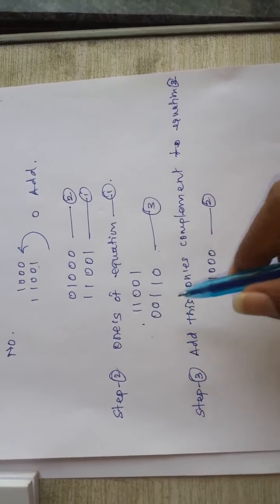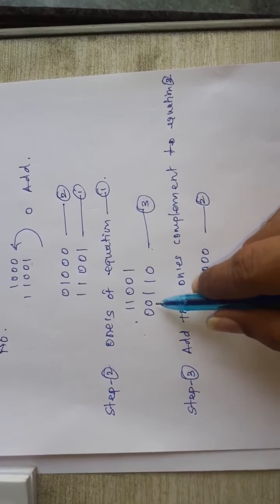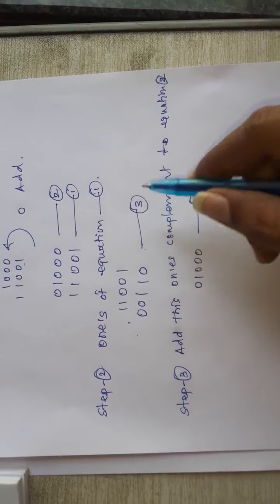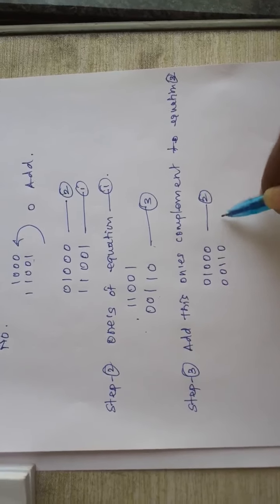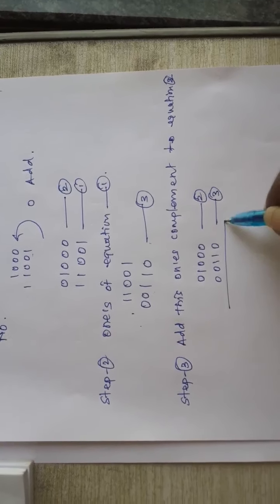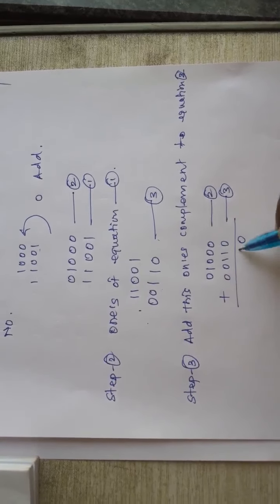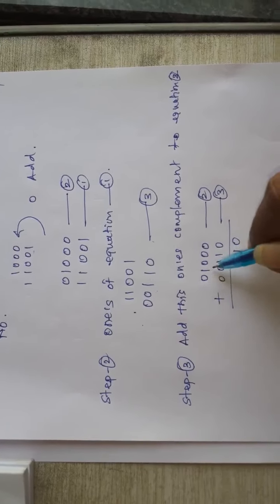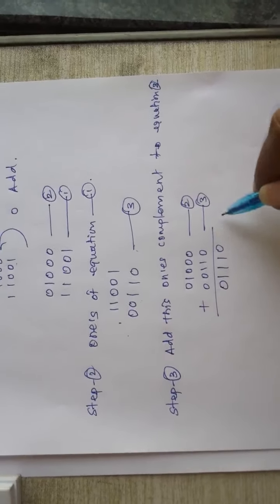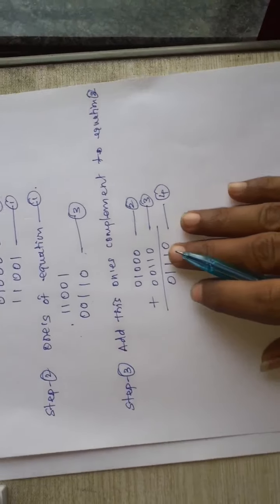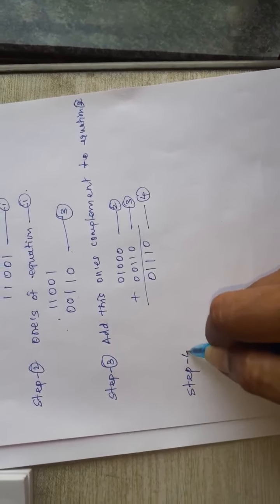And what is the one's complement? This is the one's complement, which means equation 3: 00110. Now we have to add these numbers. 0 plus 0, we know 0. 0 plus 1, 1. 0 plus 1, 1. 1 plus 0, 1. 0 plus 0, 0. This is equation 4. So there is no carry here.